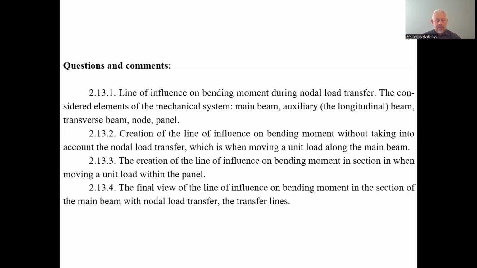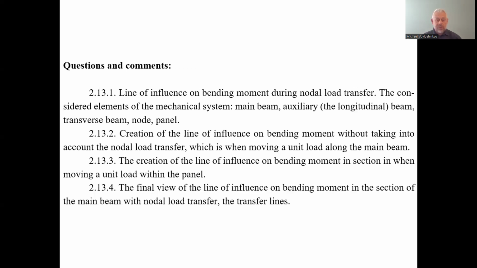So the loads are communicated only in the nodes from the auxiliary beam to the main one. This reduces the vertices of the line of action of load on the main beam, compared with assuming the main beam is loaded itself, not through the auxiliary beam and through the panels of the auxiliary beam. Creation of the line of influence on bending moment without taking into account the nodal load transfer, which is when moving a load along the main beam.